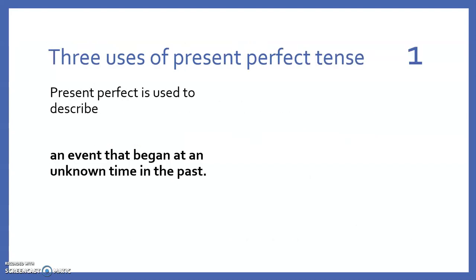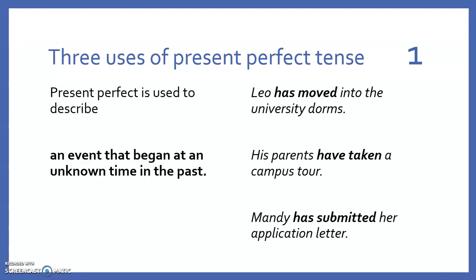We'll talk about 3 uses for present perfect tense. Present perfect tense is used to describe an event that began at an unknown time in the past. For example, Leo has moved into the university dorms. His parents have taken a campus tour. Mandy has submitted her application letter. We know these events took place in the past, but we don't know exactly when they took place.